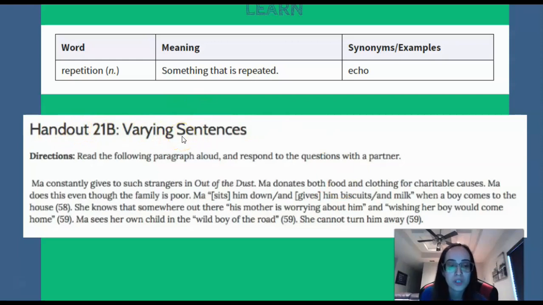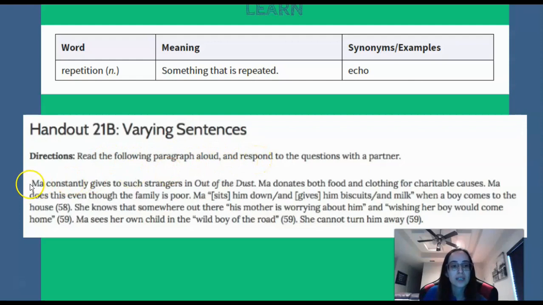If you don't have the Wit and Wisdom workbook, take out your notebook or a sheet of paper, and make sure that you write neatly, because these notes are going to be shown to me tomorrow, and I need to make sure that you are practicing your handwriting. So the directions: read the following paragraph aloud, and then we're going to be answering the questions.